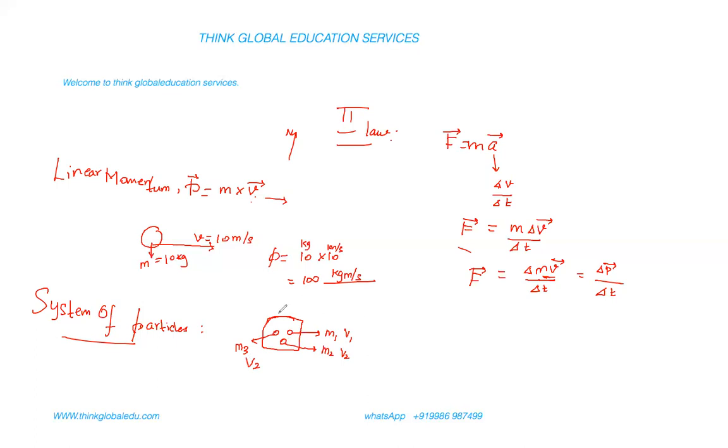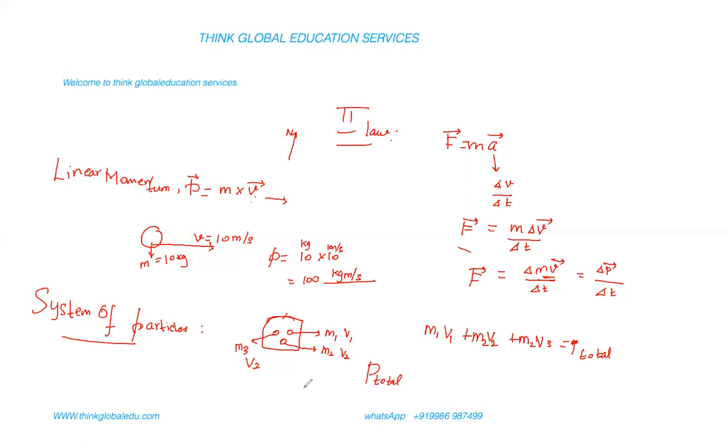Now what is the momentum of this box? So the momentum of this box is given by m1 times v1 plus m2 times v2 plus m3 times v3. So that is the total momentum of the box. So we can get a general equation from this simple example, that is the total momentum of any system of particles.